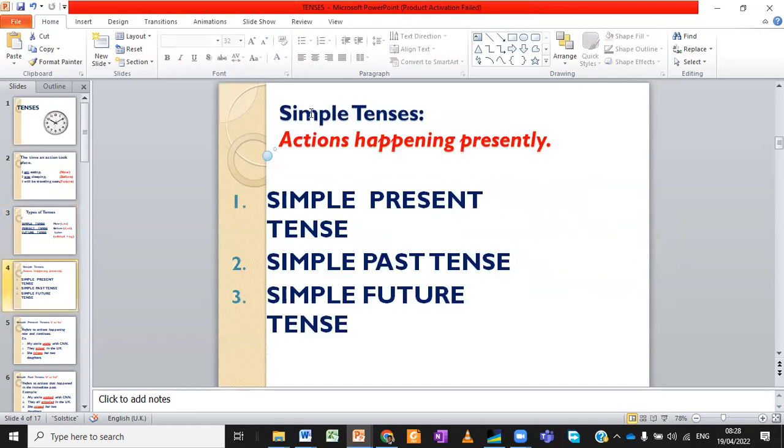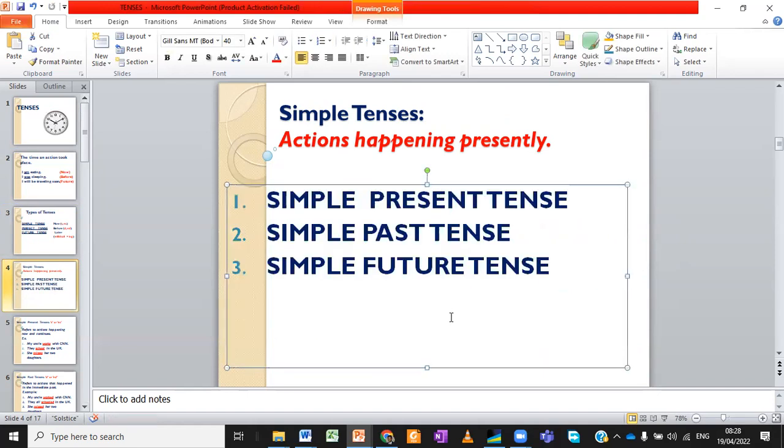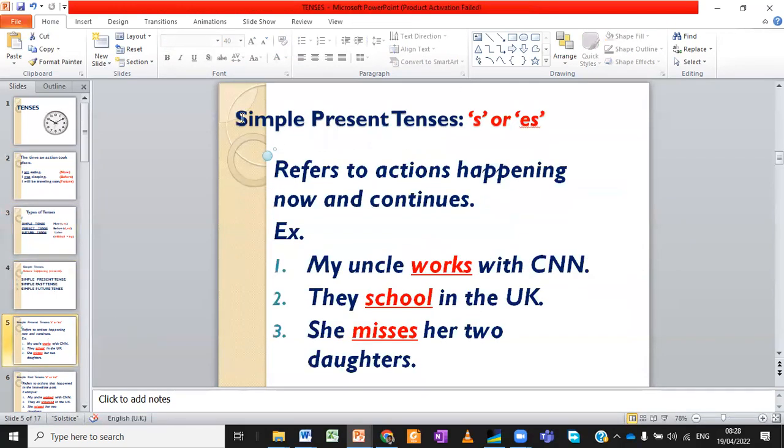Now, let's look at simple tenses. Simple tenses refer to actions that are happening currently. Under simple tenses, we have simple present tense, simple past tense, and simple future tense. Let's look at the simple present. The simple present tense contains S or ES on its verbs, and it refers to actions that are happening right now, as we speak.